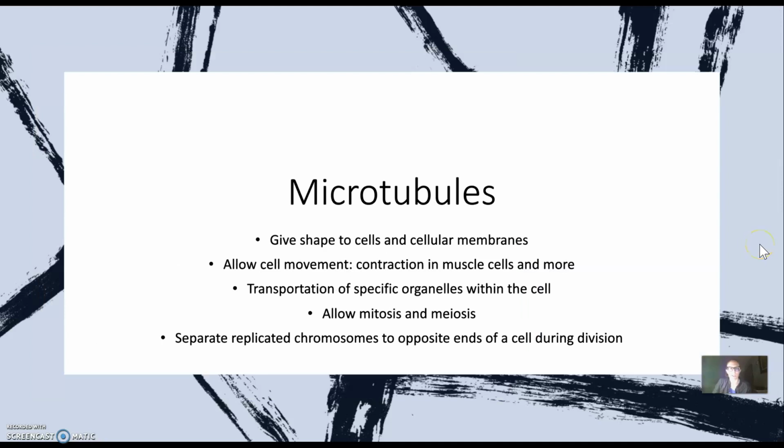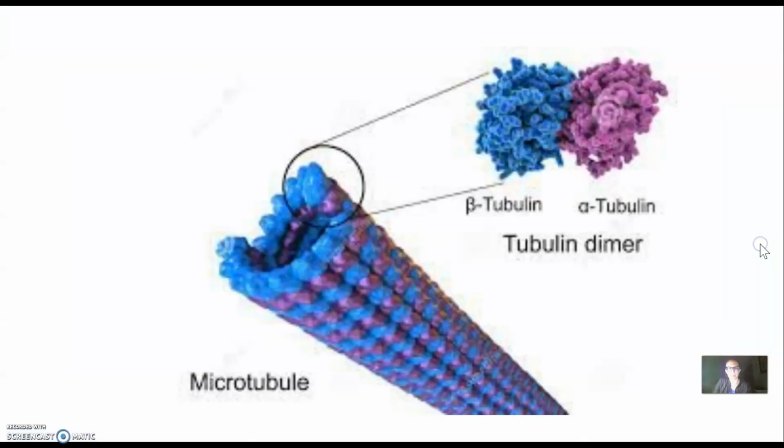Microtubules. These give shape to cells and cellular membranes. They allow cell movement, such as in the contraction of muscle cells, and much more. They allow the transportation of specific organelles within the cell. They allow mitosis and meiosis. They allow separation of replicated chromosomes to opposite ends of a cell during division.